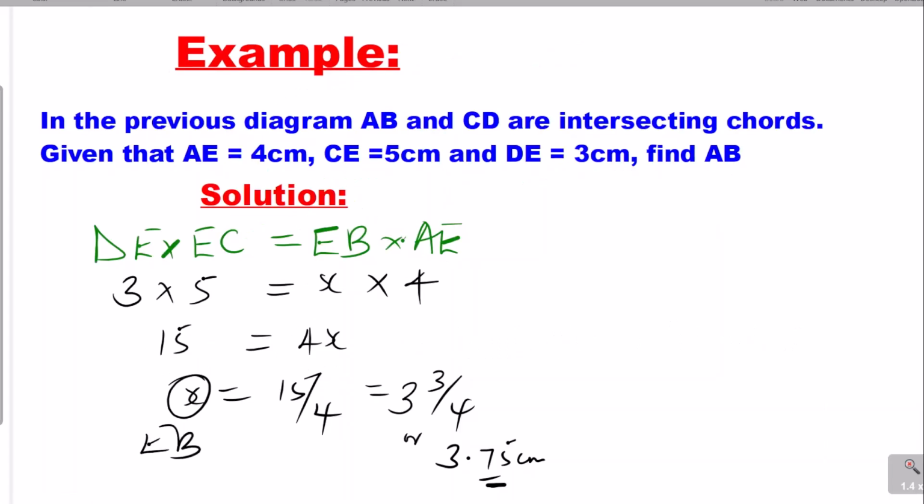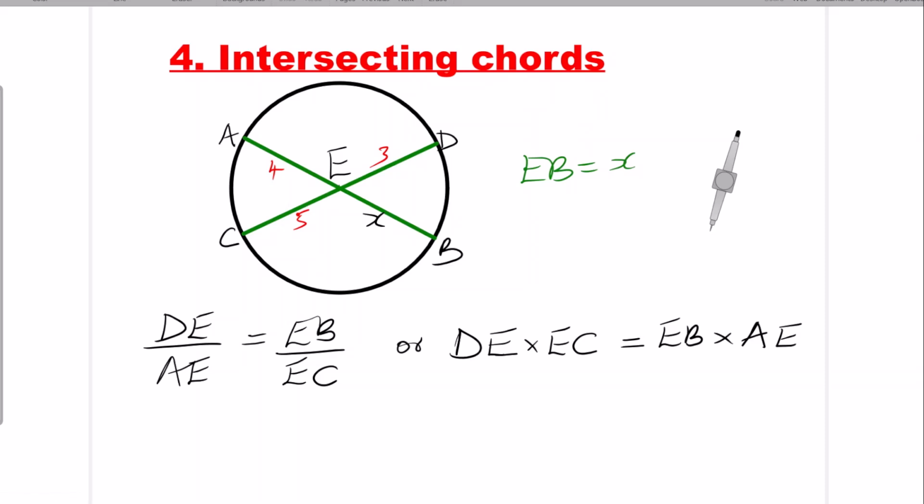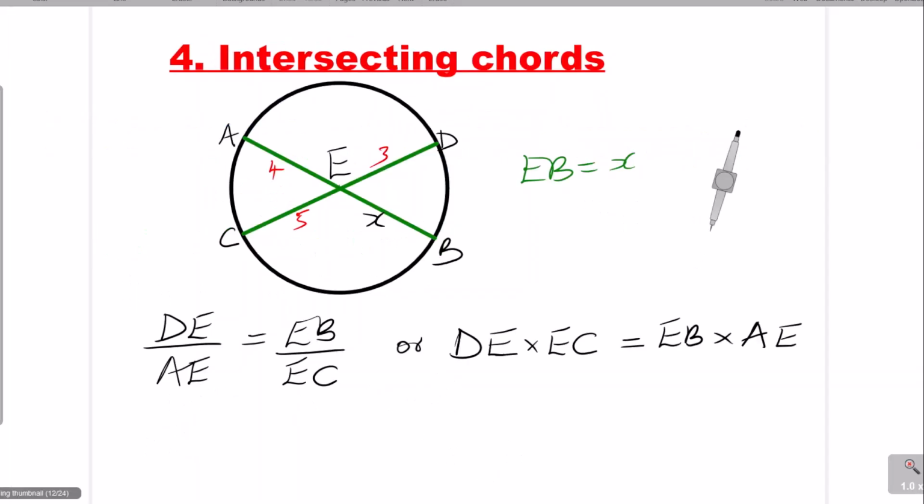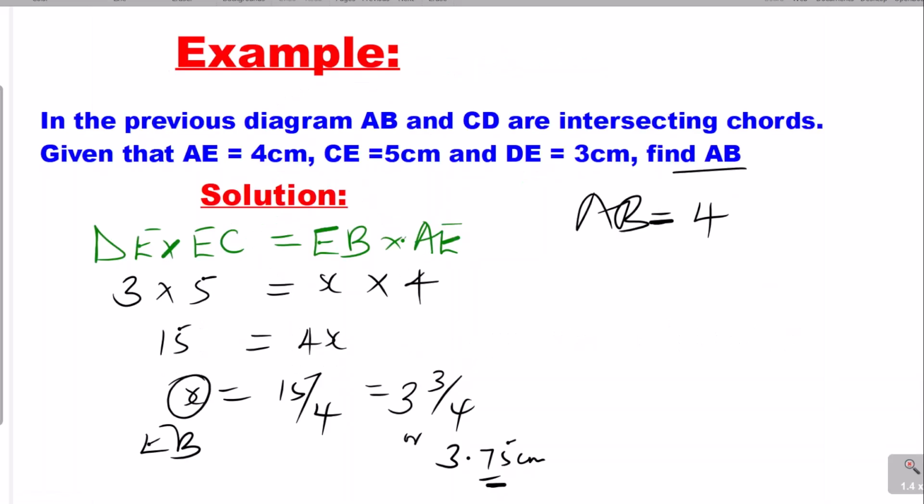We have not answered the question. We are supposed to find AB. We obtain that by taking AE, which is 4, plus EB, which is 3.75. So this will give 7.75 centimeters. That is how you're supposed to solve that.